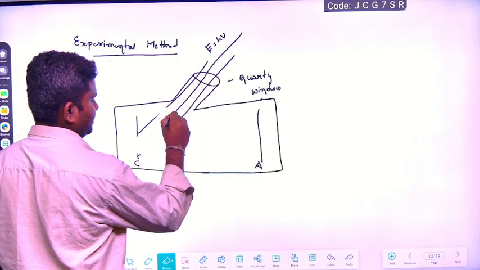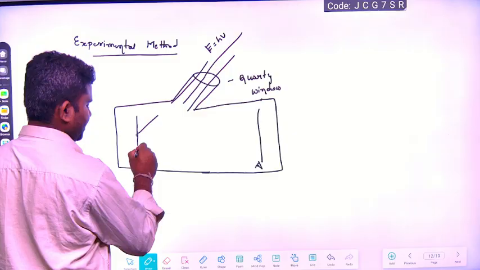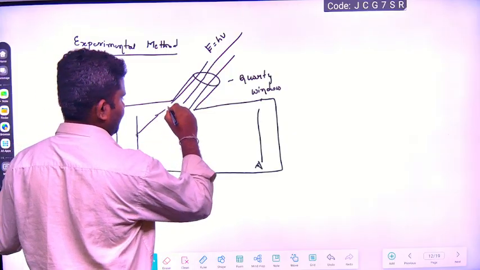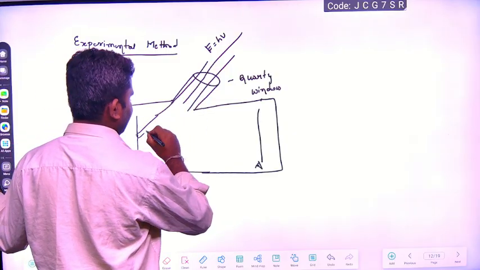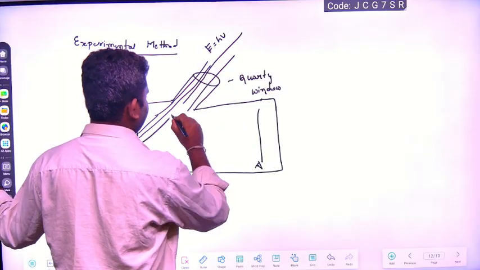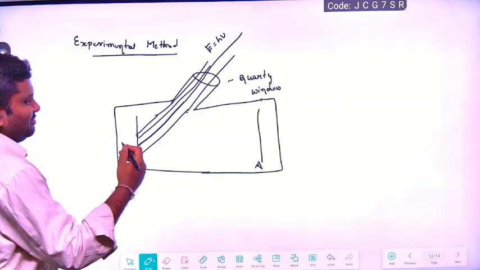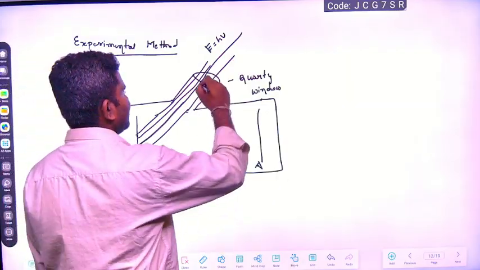Please write this experiment, this diagram. This is the experimental setup to study the photoelectric effect. It was done long before Einstein, not by Einstein. Einstein gave the explanation.